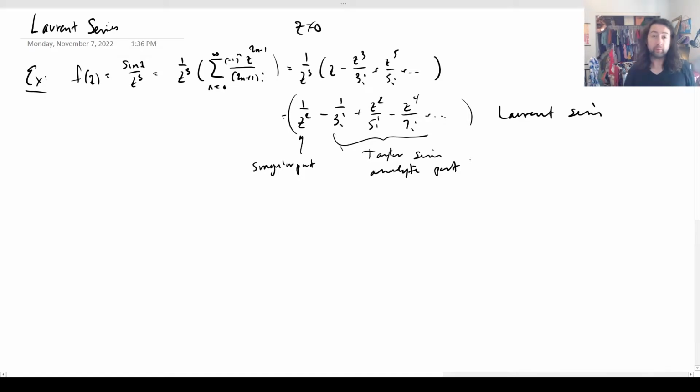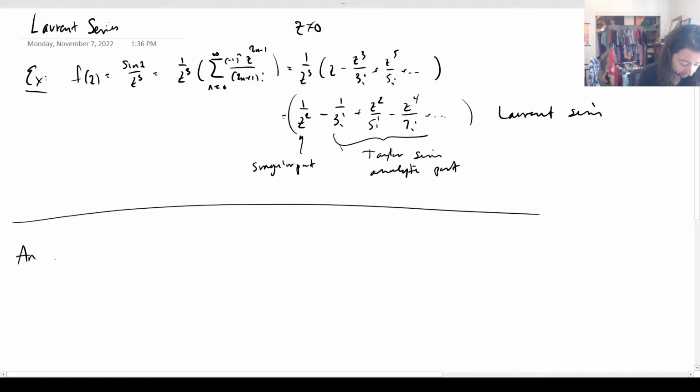And so the Laurent series result basically says that we can always do this. If we have a function that has isolated singularities, we can find a Laurent series expansion on any annulus on which the function is analytic. So let's start by defining what an annulus is.